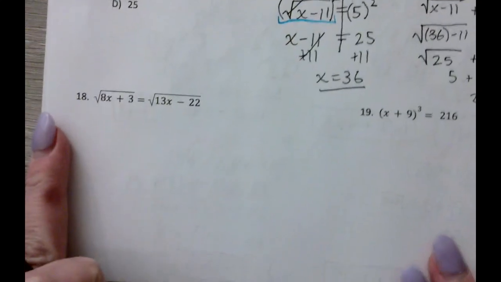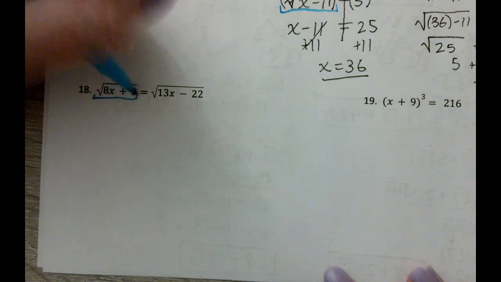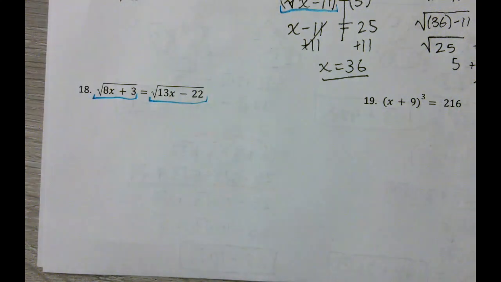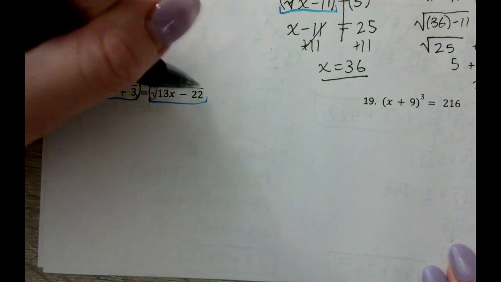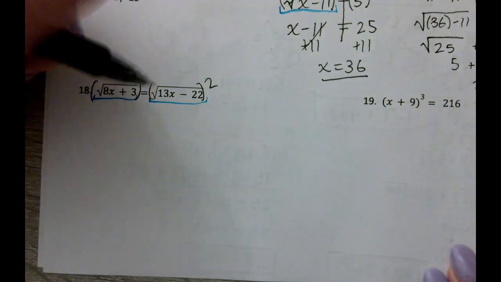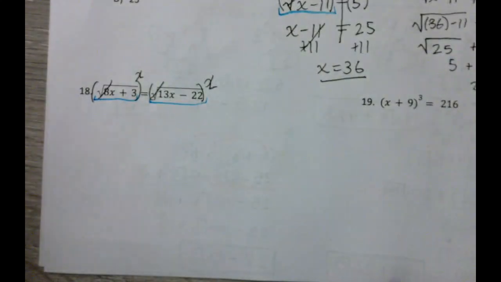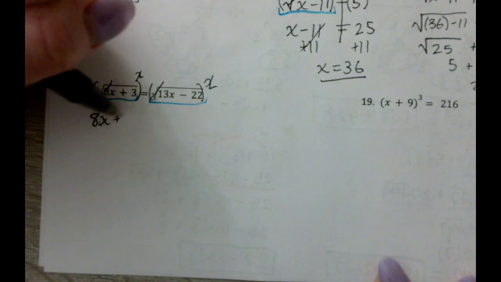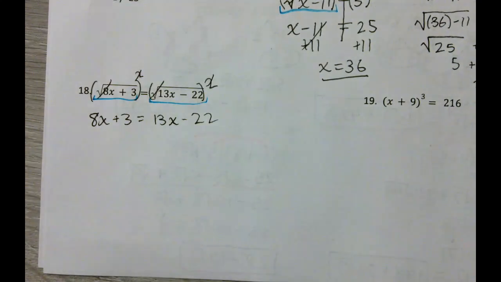Okay, number 18. So normally, we would try to get our square roots by themselves, but we are already there. So, we get to go ahead and start by squaring both sides. Remember, the square cancels out the square root. So now we just have 8x plus 3 equals 13x minus 22. And this looks like just a normal equation that we're used to solving, so this isn't too bad.